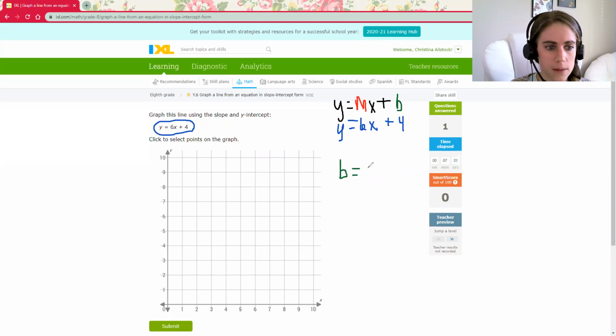So our b is 4. So we can graph that y-intercept. So it's 4 on the y-axis. So here's our y-axis. Here's the point 4. There you go, halfway done.